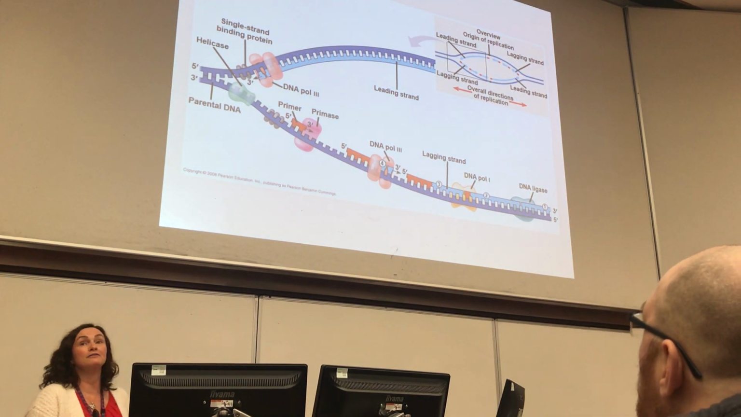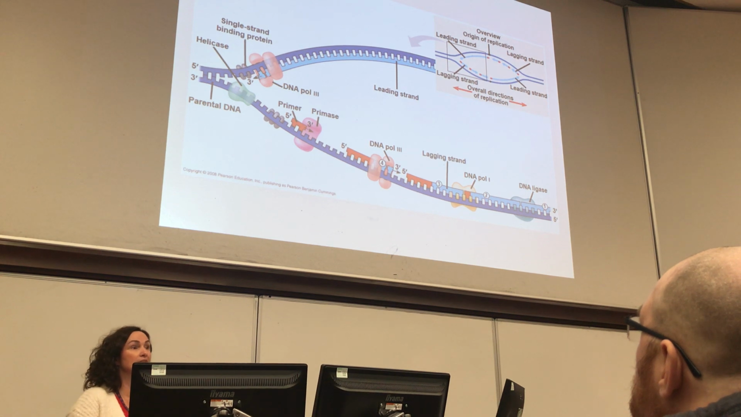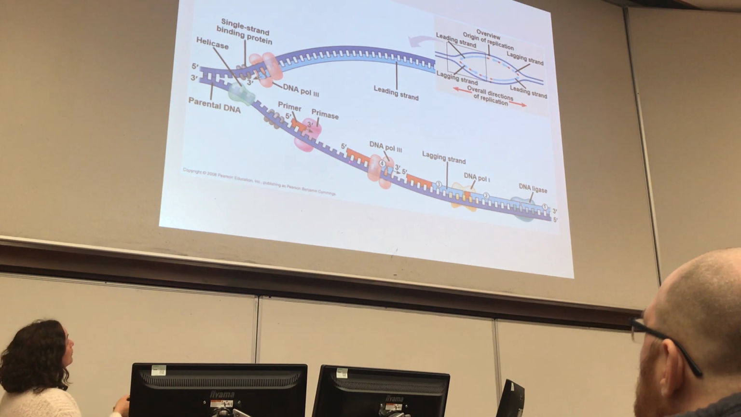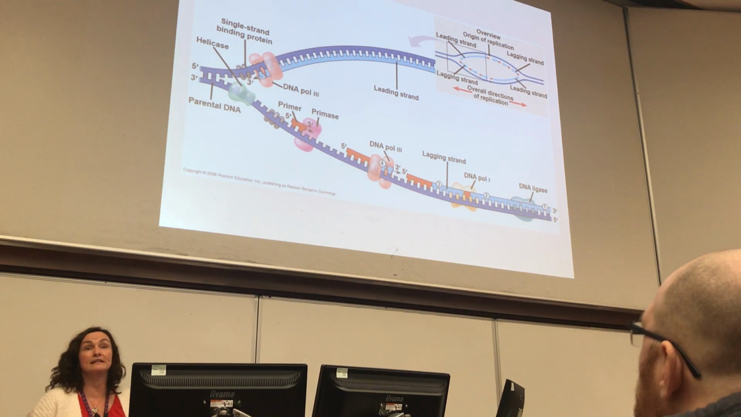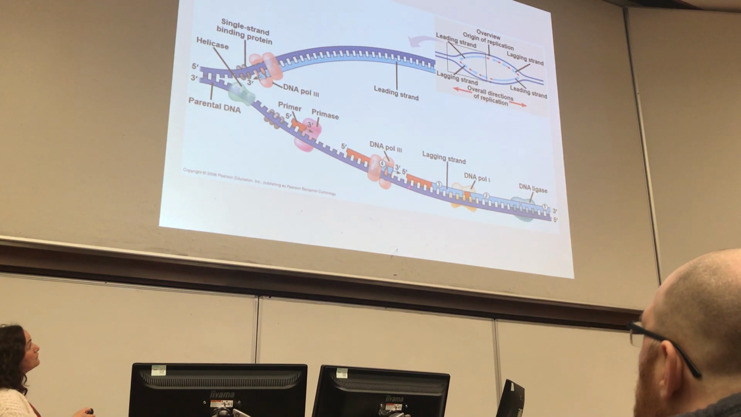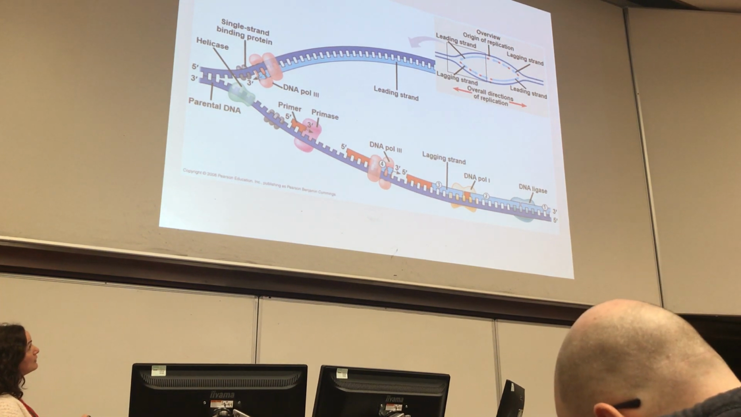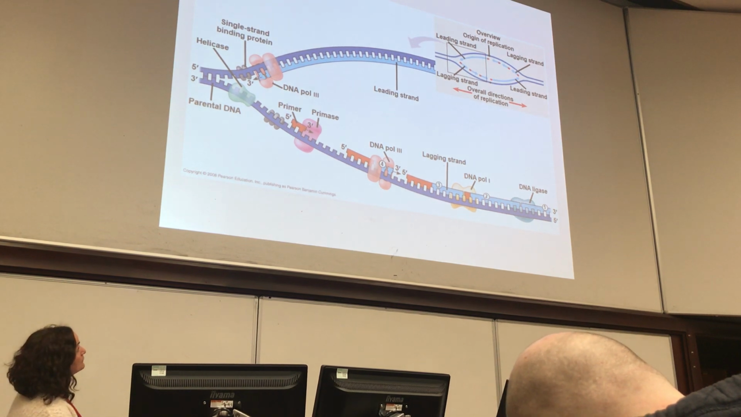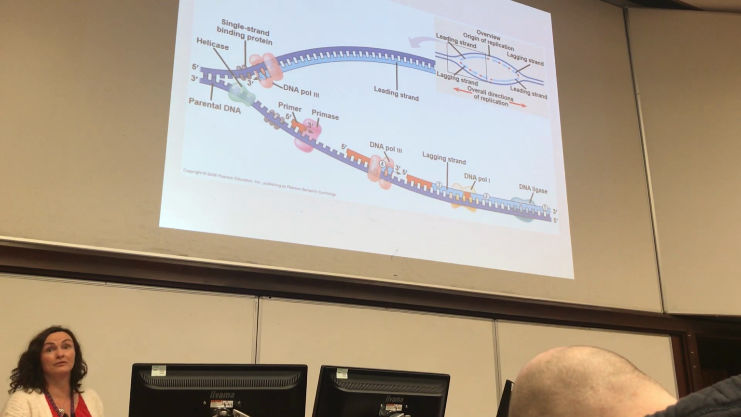Obviously, we do not have a DNA and RNA hybrid in our genetic material. So these RNA primers need to be removed. They are removed by DNA polymerase 1, and in doing so, DNA polymerase 1 removes them and then elongates what's left over to join up the gaps.